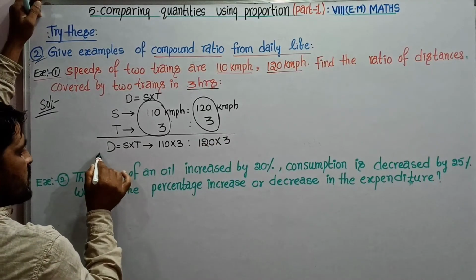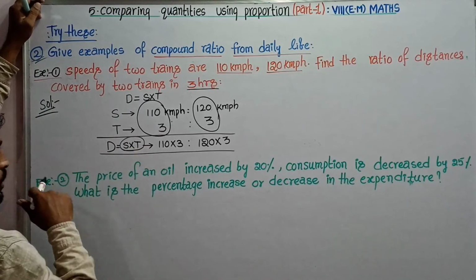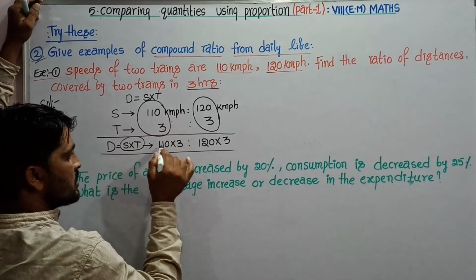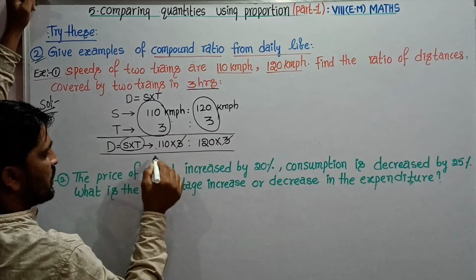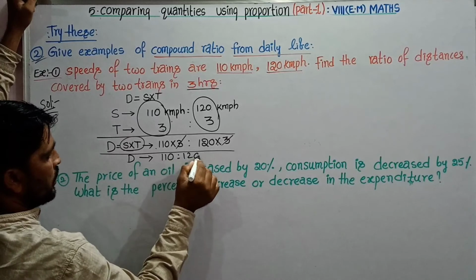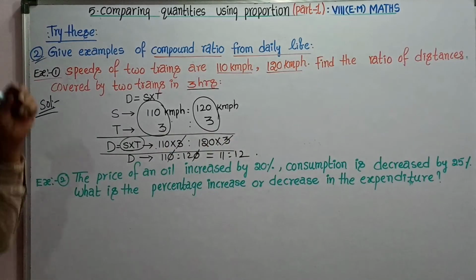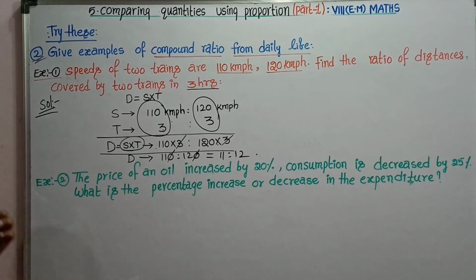So that is, distance is the product of two ratios. That means we merge two ratios into a single ratio. 3 3 gets cut. Required distance ratio is 110 is to 120. 0 0 gets cut. That is 11 is to 12. Okay.